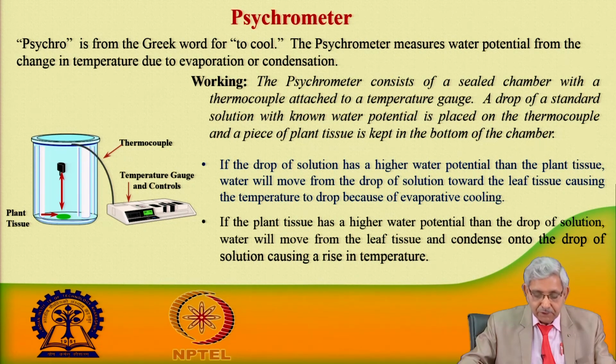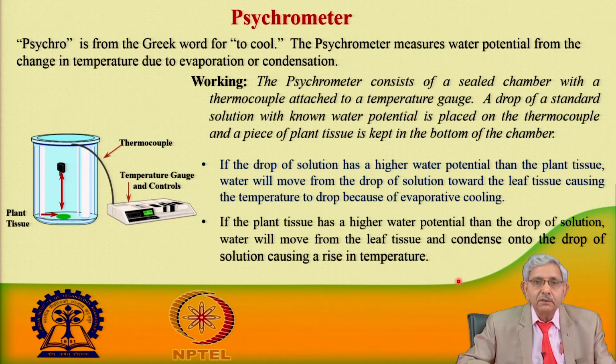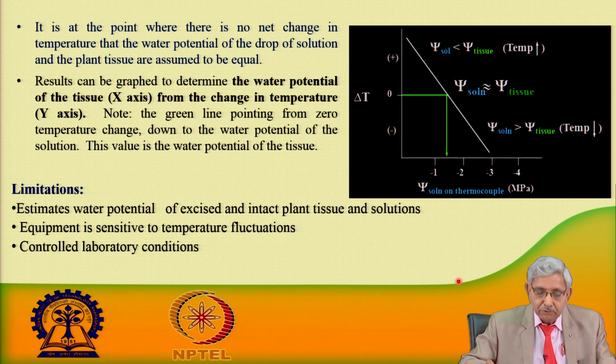Now, if plant tissue has higher potential than the drop of solution, water will move from the leaf tissue and condense on the drop of solution, and that will cause a rise in the temperature. So, it is at the point where there is no net change in the temperature that the water potentials of the drop of solution and plant tissue are assumed to be equal.